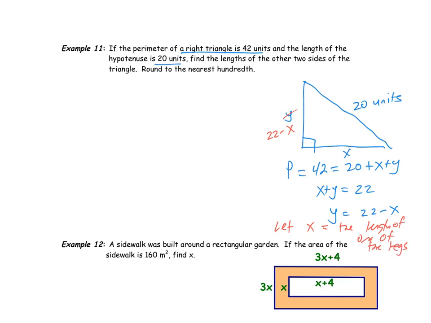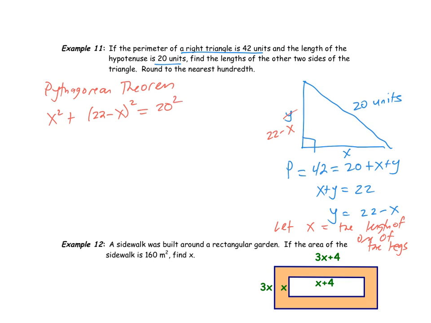Okay, and now we need to figure out a relationship between the lengths of the sides of the triangle. Because this is a right triangle, we can use the Pythagorean theorem. The Pythagorean theorem says that the sum of the squares of the lengths of the legs is equal to the square of the length of the hypotenuse. So for our problem, we can say that x squared plus (22 minus x) squared is equal to 20 squared.